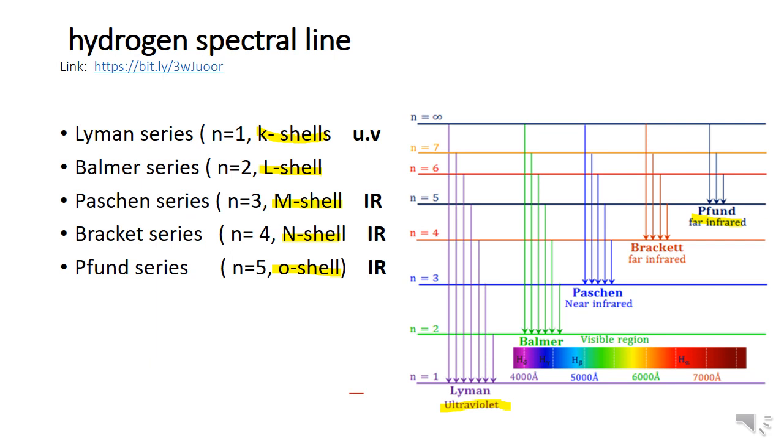Then what about spectral line? For spectral line we have the Lyman series, Balmer series, Paschen, Brackett, and Pfund. We have 1, 2, 3, 4, 5; we have 5 energy levels. Here we have an example. First we have n1.